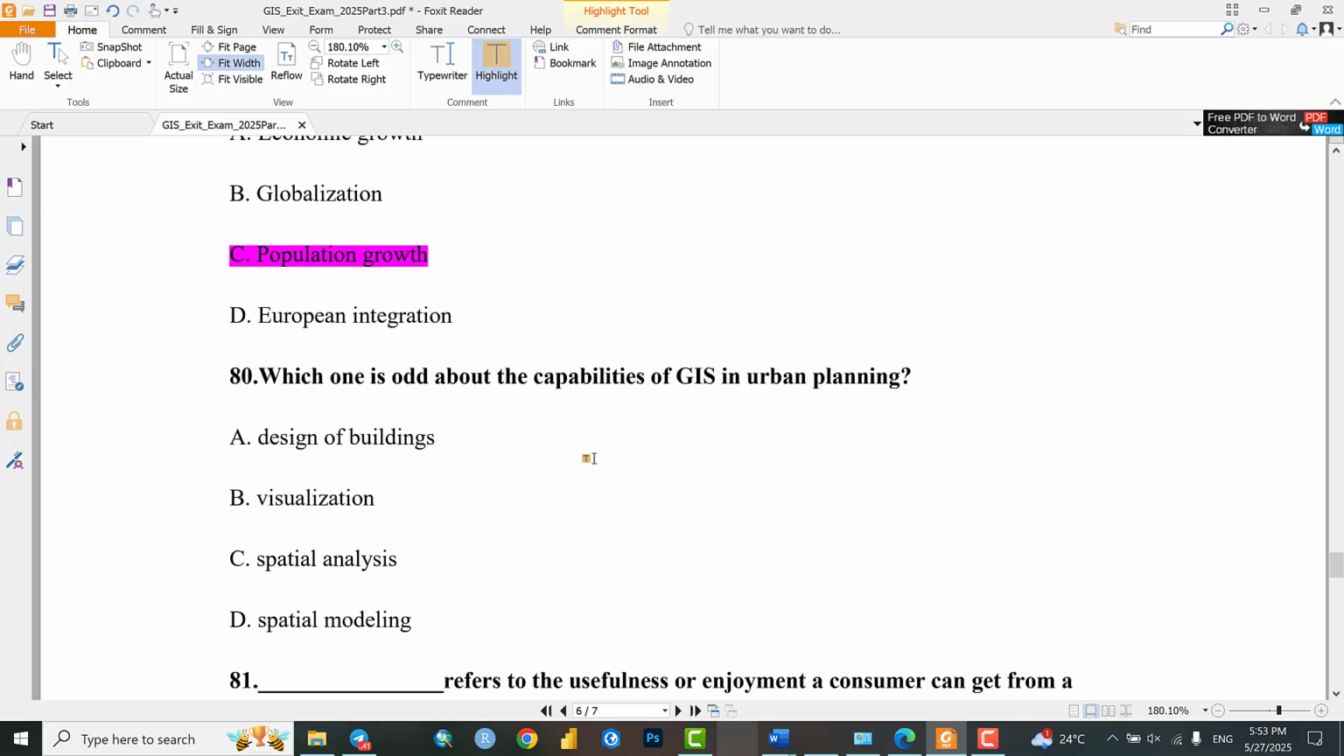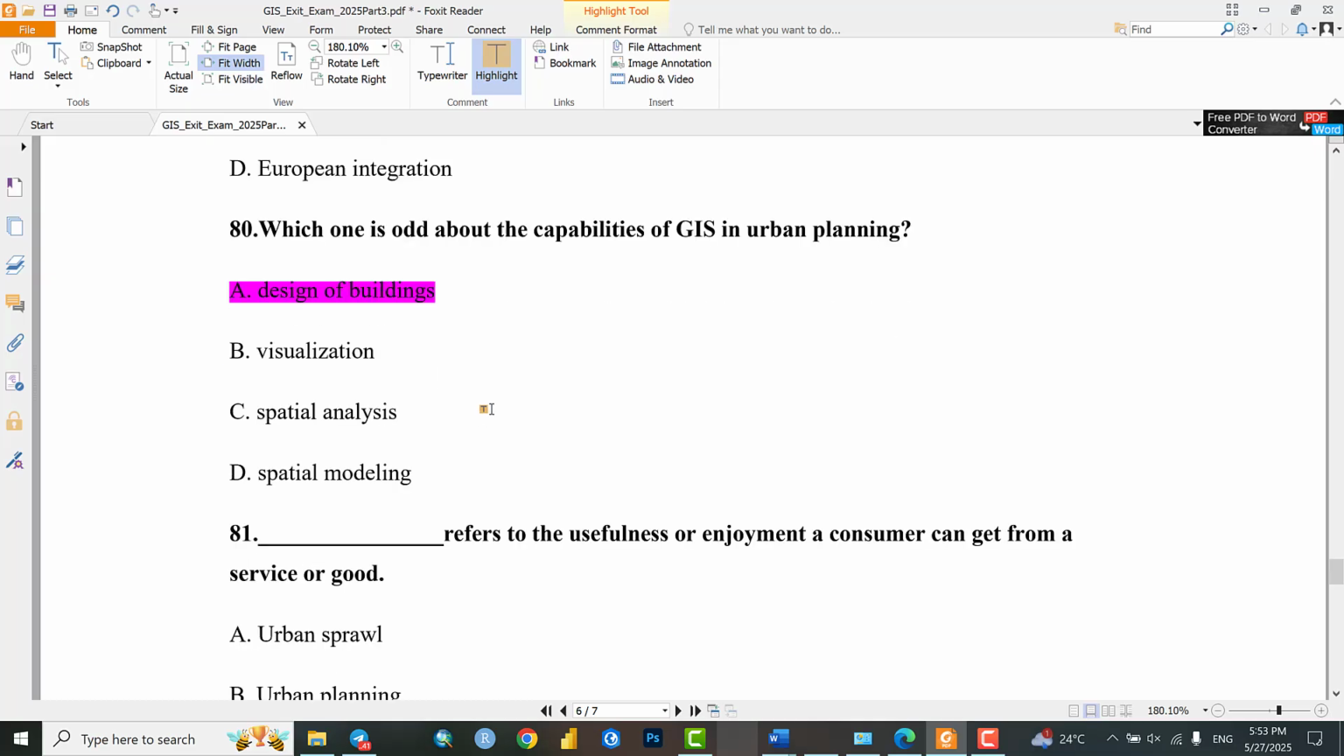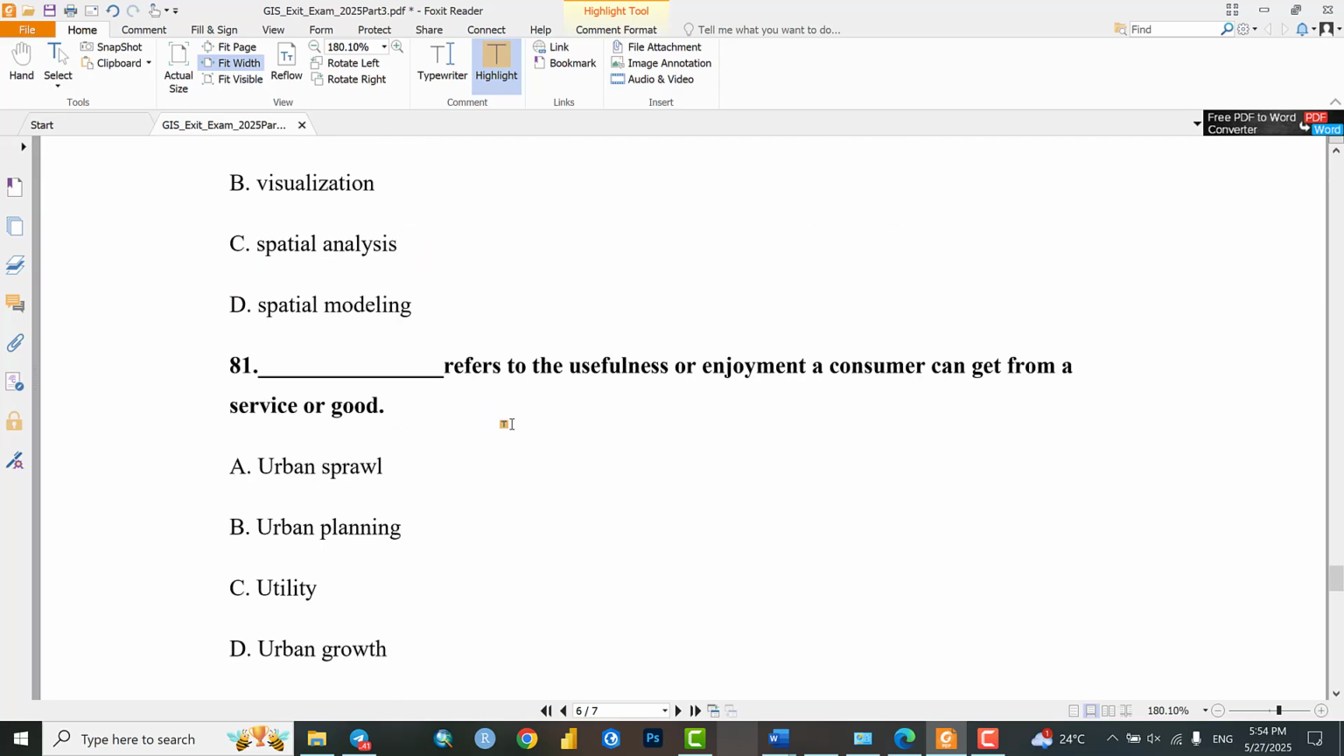Which one is odd about the capability of GIS in urban planning: design of buildings, visualization, spatial analysis, spatial modeling. So design of buildings is not required in GIS applications of urban planning. It does not concern the design of buildings, rather the extent of buildings and the suitability of urban land for what kinds of buildings will be made. So the correct answer is A.